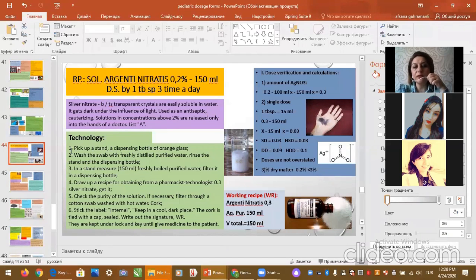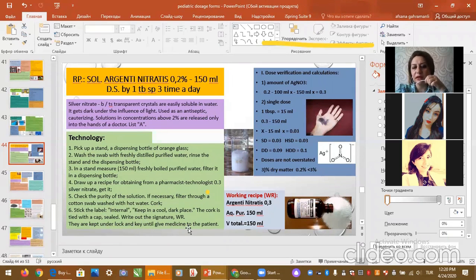Technological process: at first pick up a stand dispensing bottle of orange glass, wash and rinse with freshly distilled purified water. In a stand measure freshly boiled purified water, filter it into a dispensing bottle, draw up the recipe for obtaining from a pharmacist-technologist 0.3 silver nitrate, add it. Check the purity of the solution. If necessary, filter through a cotton swab washed with hot water, cork. Stick the label internal, keep in a cool, dark place. The cork is tied with a cap, sealed.